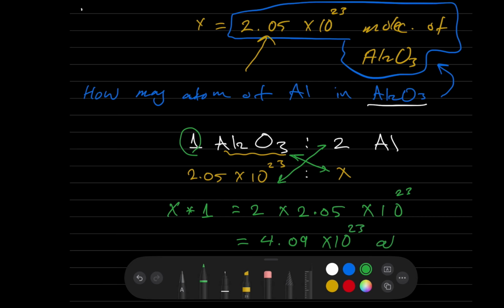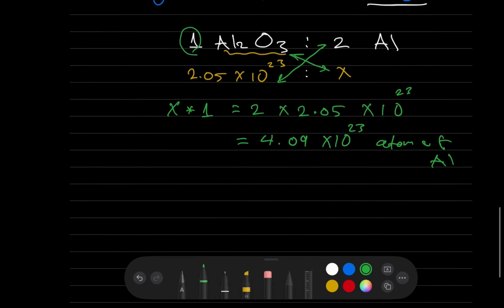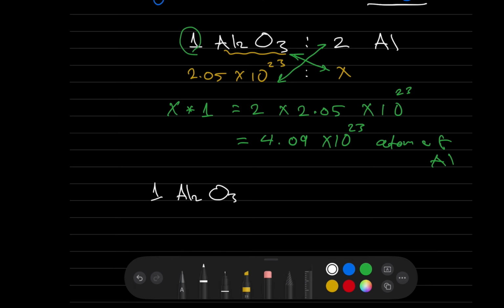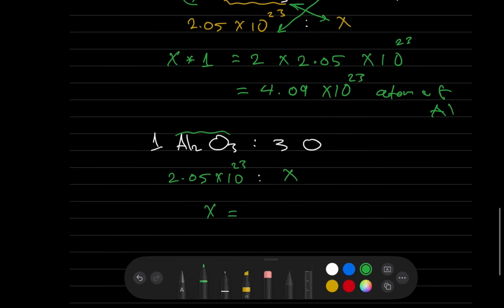atoms of Al. And if I want to extend this furthermore, I can ask how many oxygen atoms. We can do the same thing here. Each 1 molecule of Al2O3 contains 3 oxygen atoms. How many Al2O3 do I have? I have 2.05 times 10 to the power 23, and I just put X here. X equals 6.14 times 10 to the power 23 atoms of oxygen.